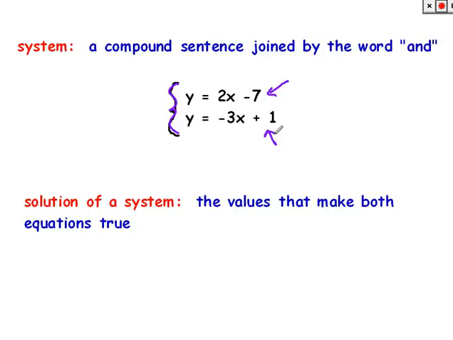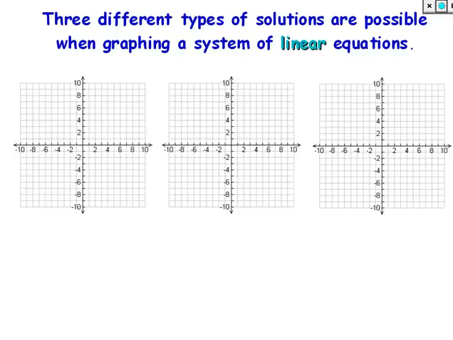So if I want to find the solution to a system of equations, I would really want to find the values, or in this case, the coordinates x and y that make both equations true. This is the key. If I want the solution to a system, I need to make both equations in the system true. So what we're going to look at today is graphing.